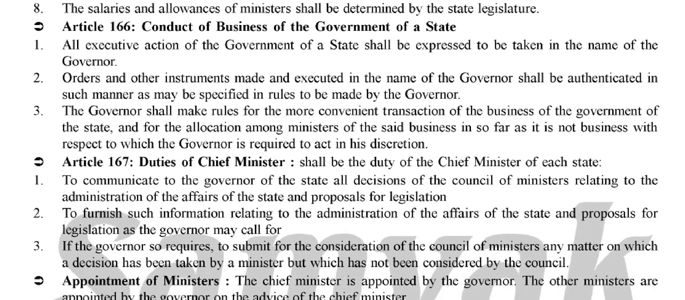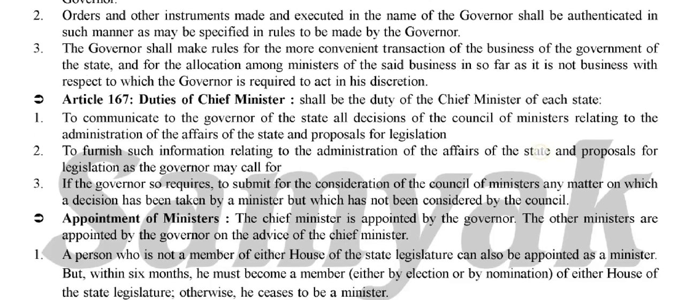Conduct of business of the government of state. All executive action of the government of state shall be expressed to be taken in the name of the governor. Orders and other instruments made and executed in the name of the governor shall be authenticated in such a manner as may be specified in rules to be made by the governor. The governor shall make rules for the more convenient transaction of the business of the government of the state, and for the allocation among ministers of the said business in so far as it is not business with respect to which the governor is required to act in his discretion.